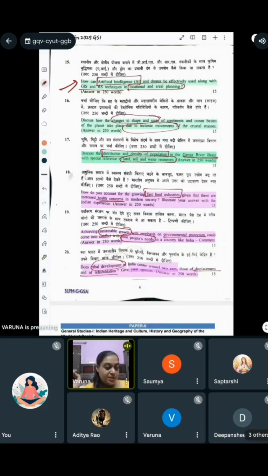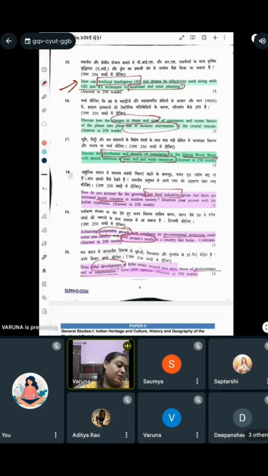How can artificial intelligence and drones be effectively used along with GIS and RS techniques in local and aerial planning? If you didn't know, could you make out that it is a GS1 question? Can you tell me what this particular question sounds like? Yes, it sounds like a science and tech kind of question, a GS3 kind of question, but it has been asked here in GS1. Why so?